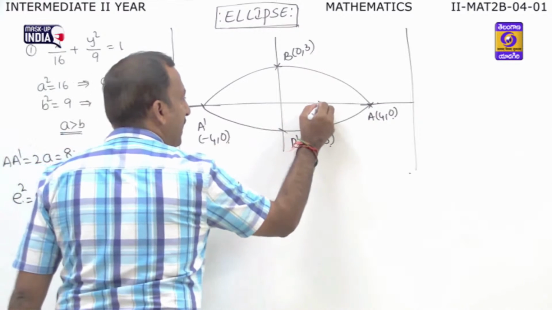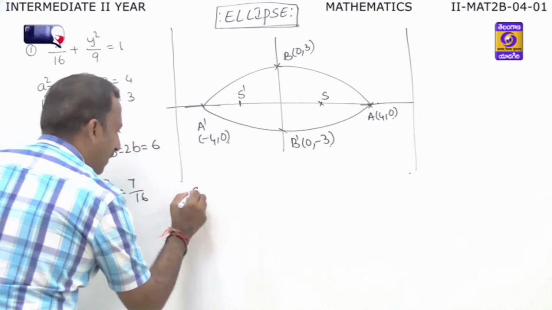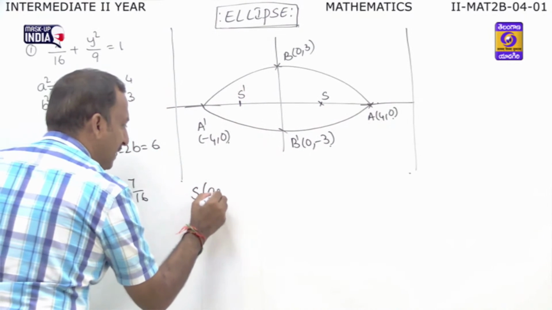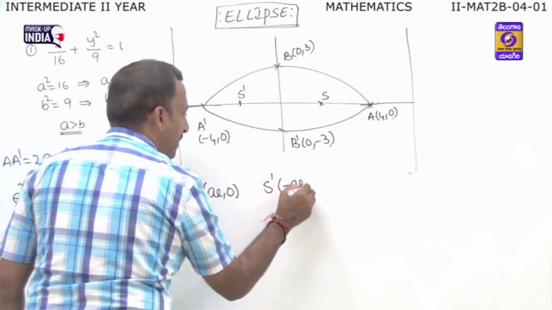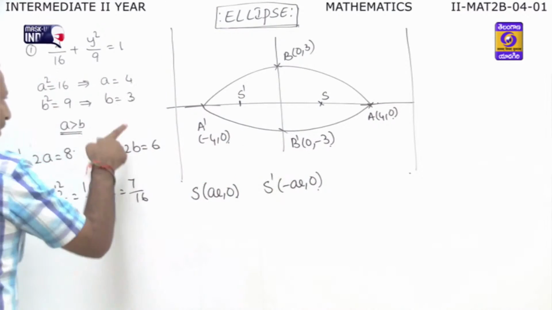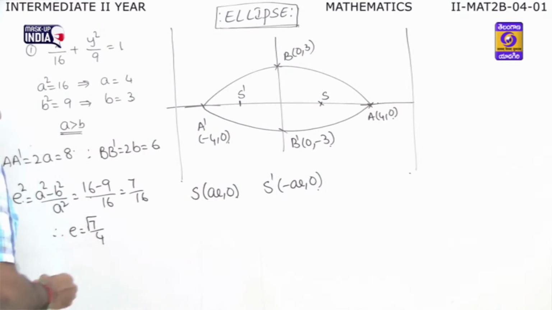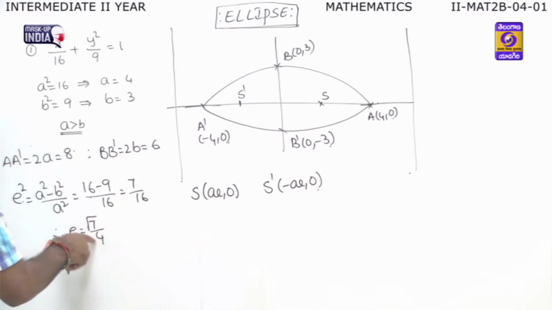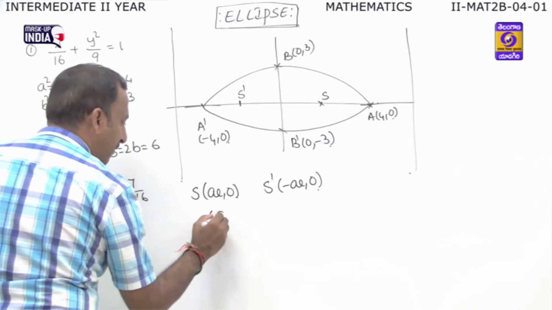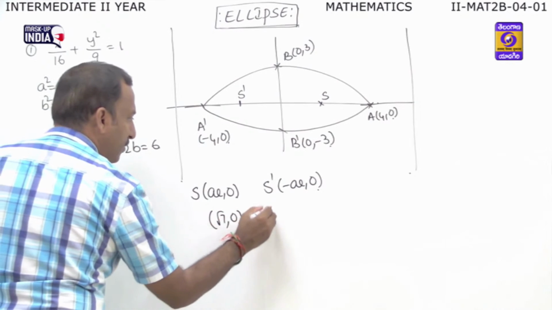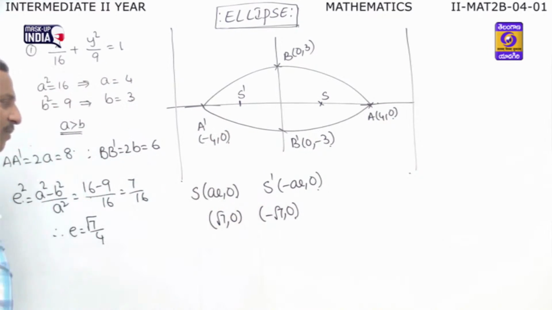The foci are S and S dash. See, what are the foci? S is ae comma 0, S dash is minus ae comma 0. a is 4, e is √7 by 4. What is ae? √7 comma 0. And the other one is minus √7 comma 0. These are the foci.